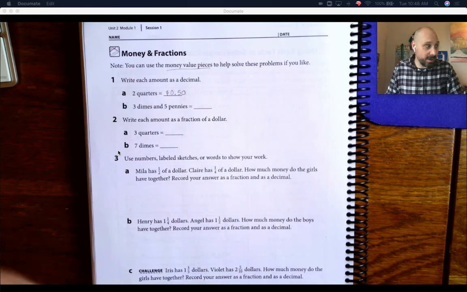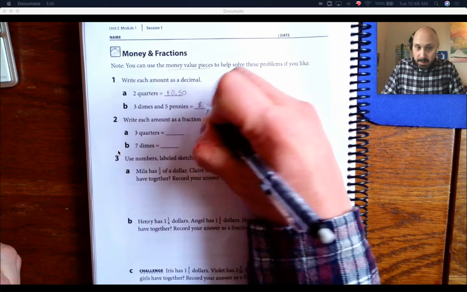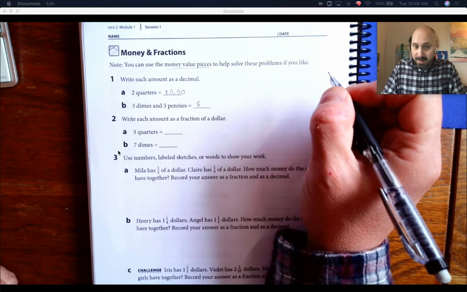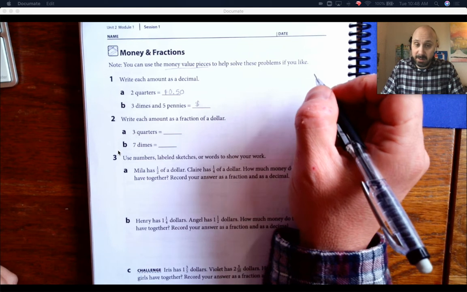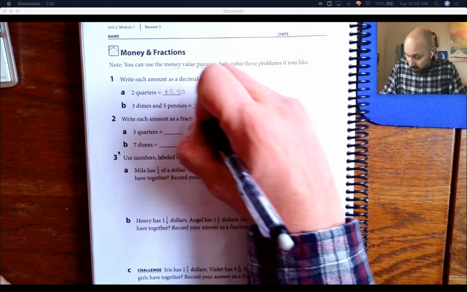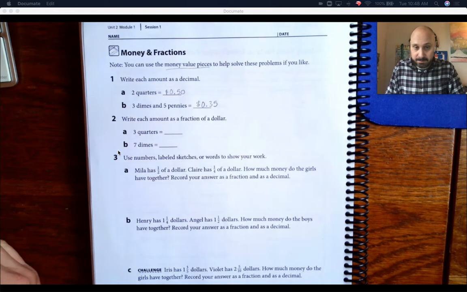Okay, so 2/4 equals 50 cents. It's also half a dollar, right? 3 dimes and 5 pennies. So we're going to start with our money sign again. 3 dimes is 30 cents. 5 pennies is 5 cents. 30 plus 5 is 35. So there's $0 again and 35 cents.